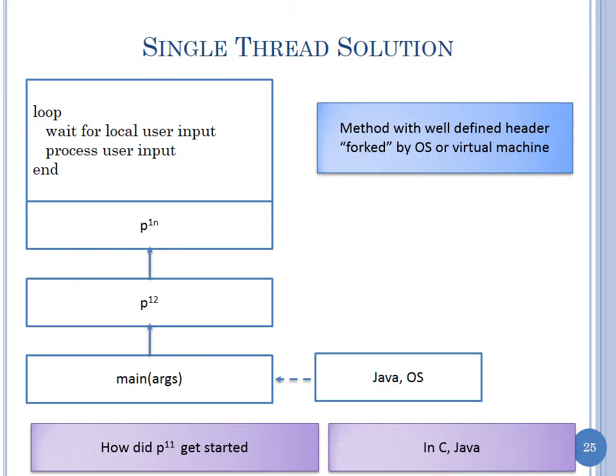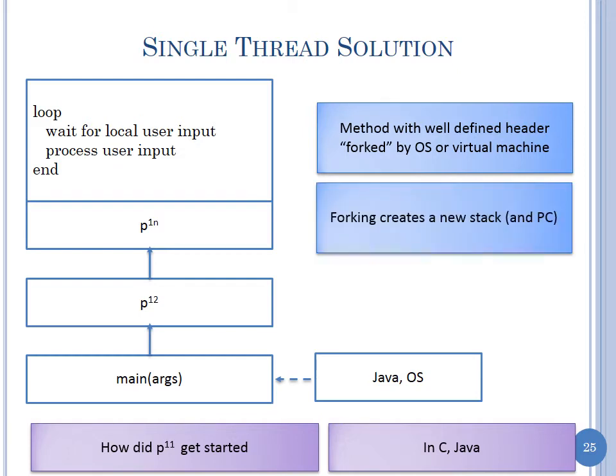Okay, it is the case that the OS went and resulted in main being called. But I'm not saying the OS called main. I'm saying the OS forked main. Okay? And that's because forking creates a new stack. It creates a new root procedure, a new PC, whereas calling just adds to the current stack and the same PC just advances around. Okay?